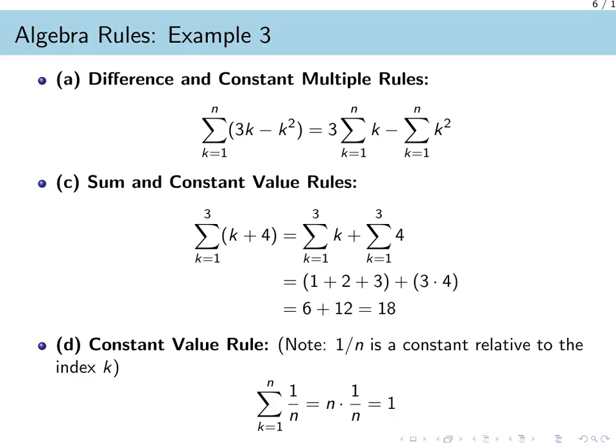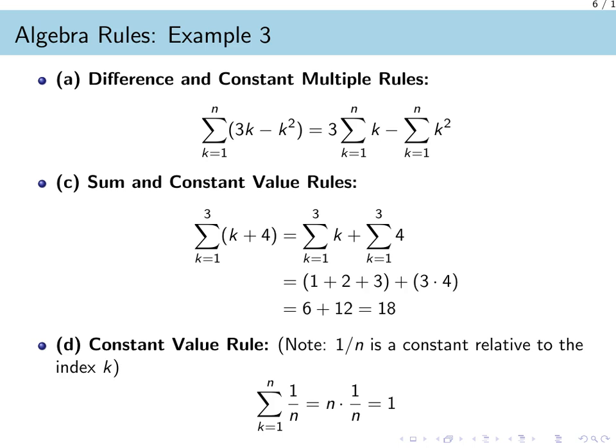The sum of k from 1 to 3 is 1 plus 2 plus 3. The sum of the constant 4 over 3 terms is simply 3 times 4. Adding these results gives 6 plus 12, which equals 18. The last example is very important.